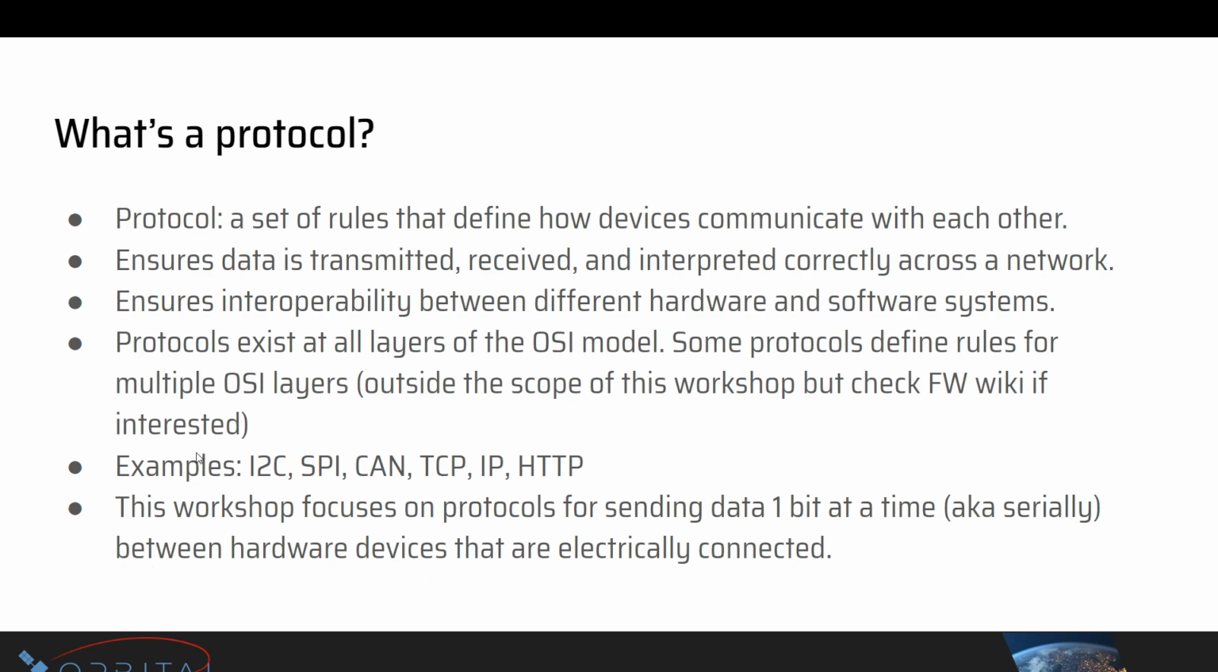Some popular examples of protocols are I2C, SPI, CAN, TCP, IP. You've probably heard about this: IP is the internet protocol. HTTP is what's used when you open up a website. This workshop is going to focus on protocols for sending data one bit at a time, aka serially, between hardware devices that are electrically connected.